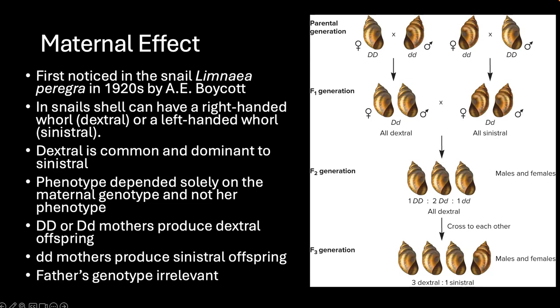In the F2 generation, all offspring are dextral, even though 25% of the offspring have the sinistral genotype. So in each case here, we see that the genotype of the mother is the only determinant of the phenotype.